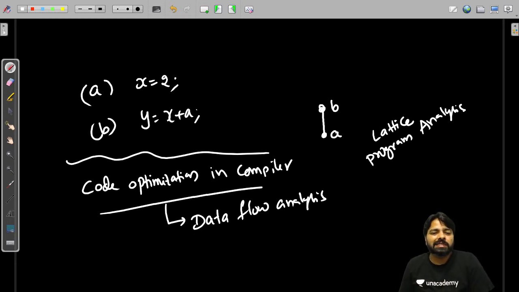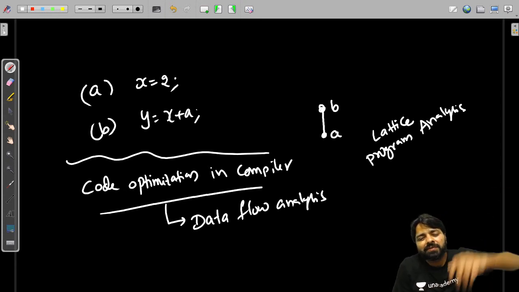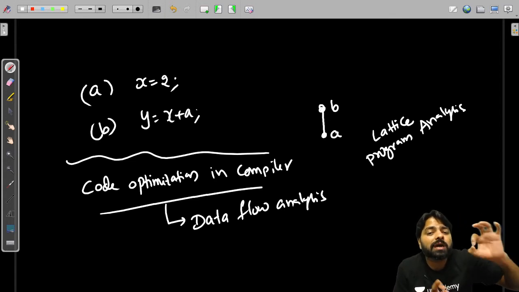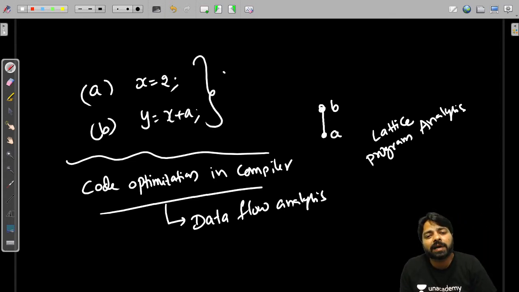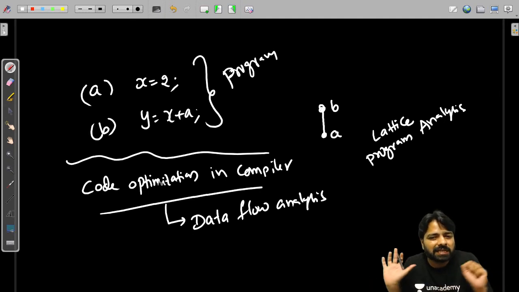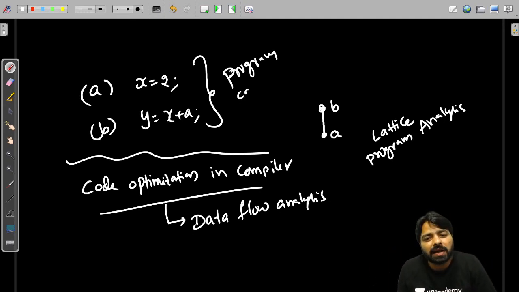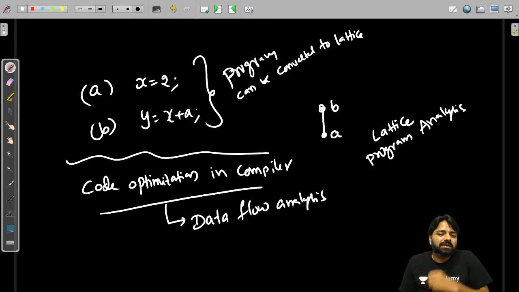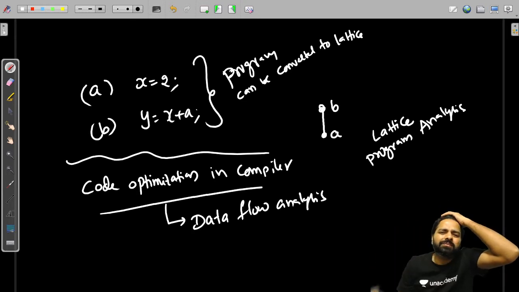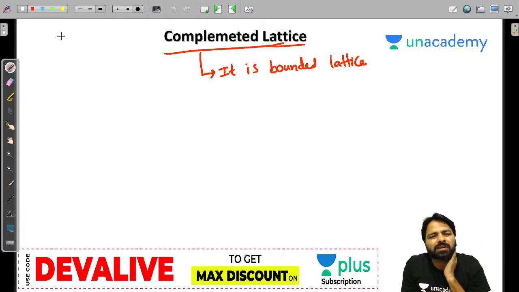Everybody, it's actually a program, but we build a lattice for this program. I've just shown you two statements, but a program can have any number of statements. For a whole program you can build a lattice, to understand the meeting points, joining points and relation between the statements. A program can be converted to a lattice to understand the data flow. So don't worry much about it. This is the best example that you have.